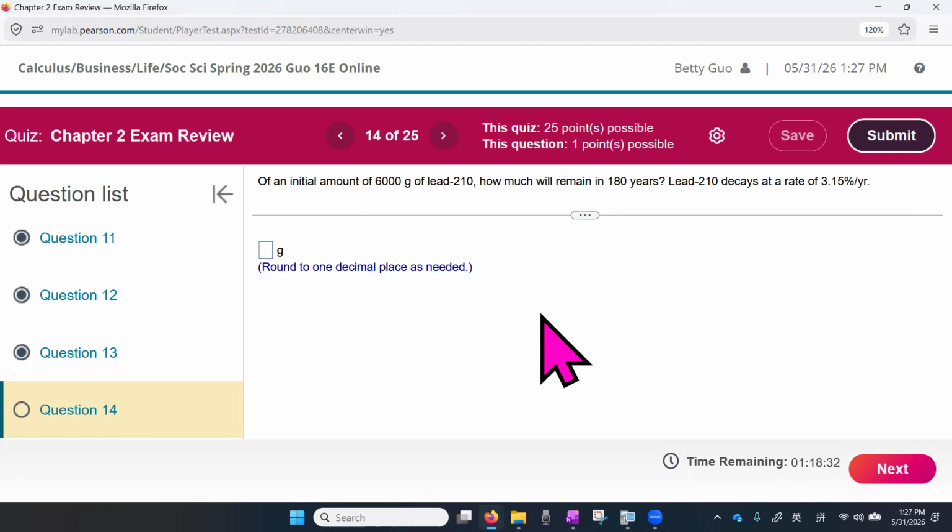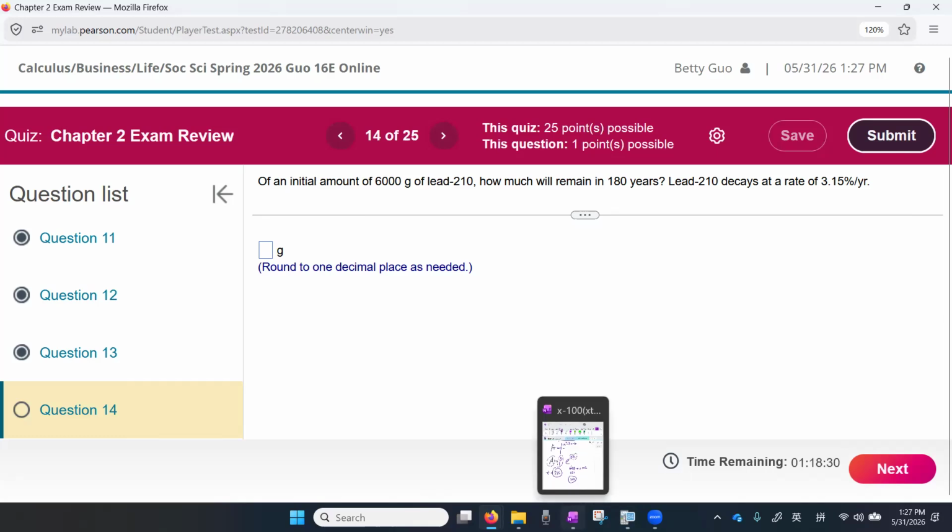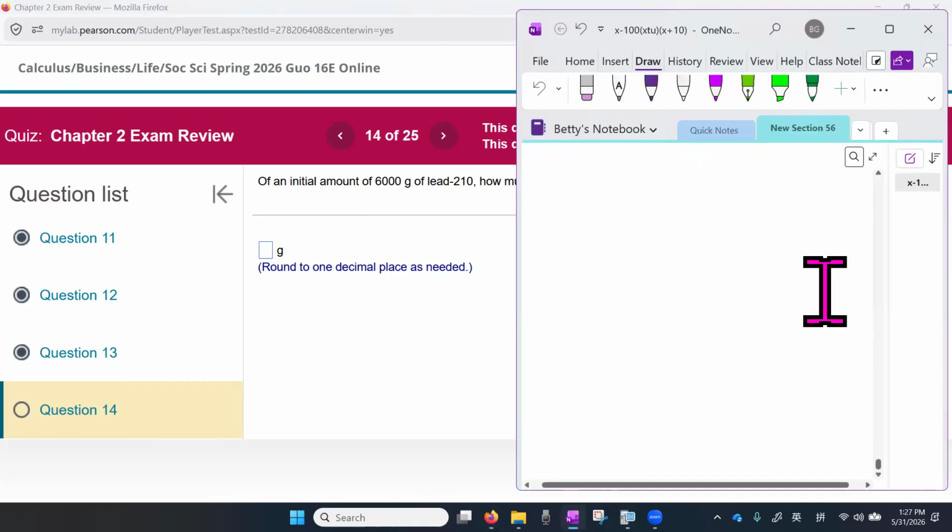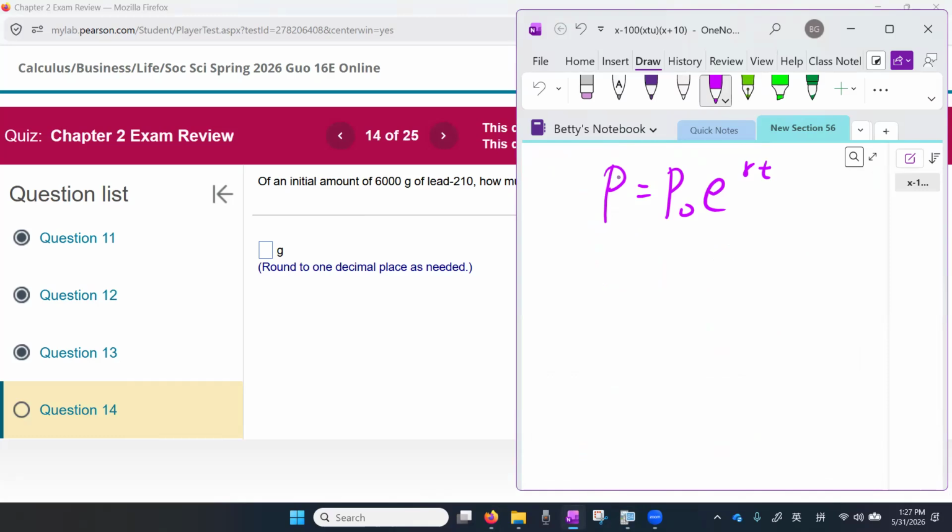180 years. For exponential decay or exponential growth, you only need to grasp one formula. When R is positive, this is growth. When R is negative, this is decay. P sub 0 is the initial population, and P of T is the future population when T years have elapsed. R is the rate of change. When R is positive, exponential growth. When R is negative, exponential decay.